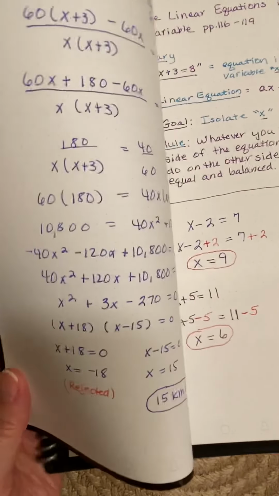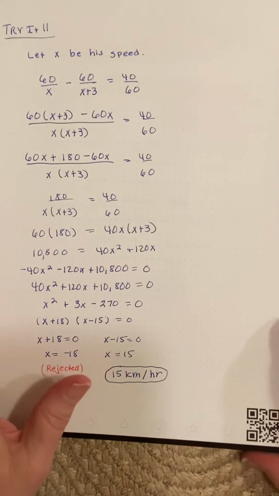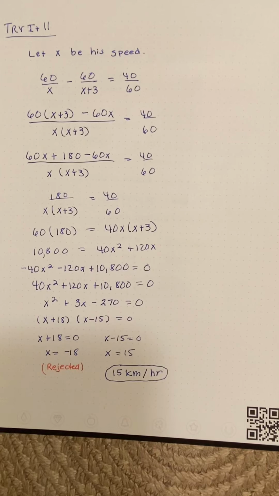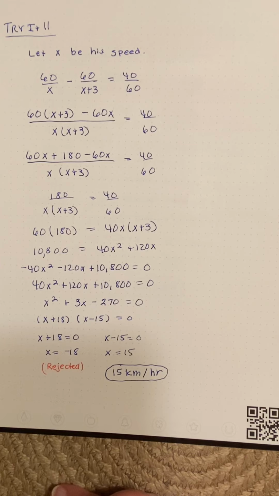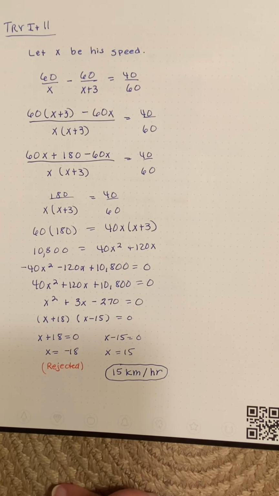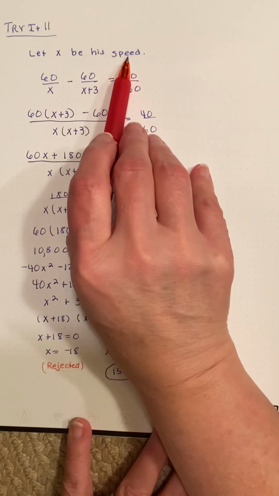Okay, going on. Last problem, number 11. We have another story problem. It says, a cyclist cycles at a constant speed from P to Q, a distance 60 kilometers apart. He finds that if he increases his speed by 3 kilometers per hour, he would take 40 minutes less. Find his speed. So we're going to let x be his speed.